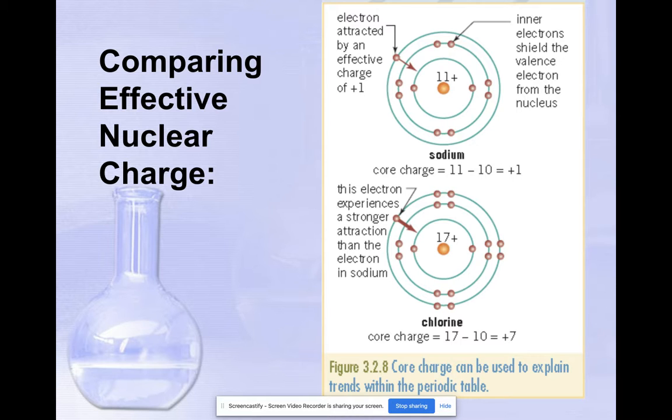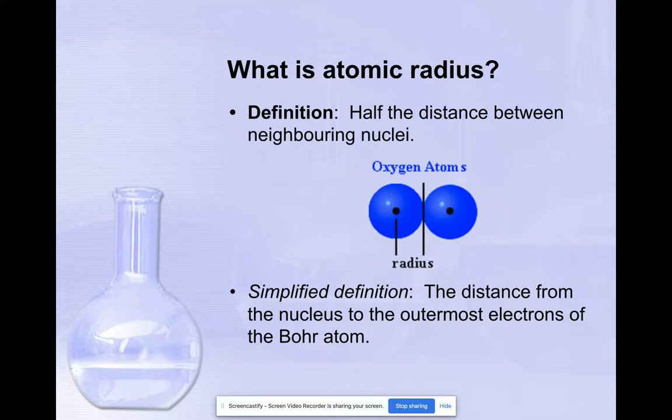So even though chlorine has more electrons, it's actually going to feel a stronger pull because the nuclear charge is greater. In terms of atomic radius, and you'll see in a second how that relates.